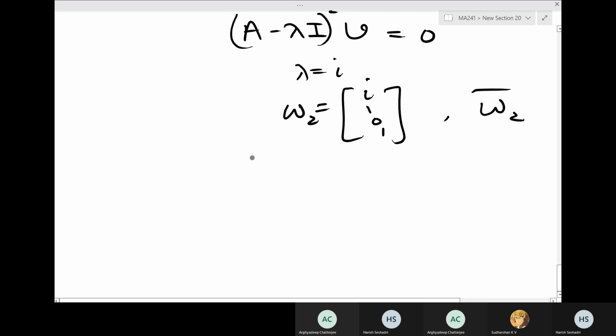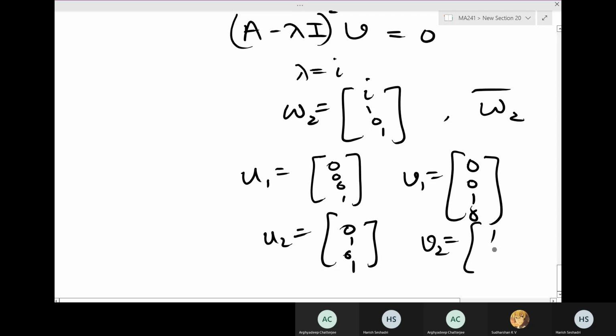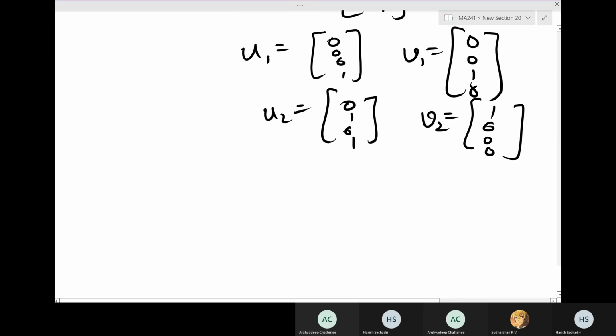Right, where were we? Yeah, so U1 is coming from the actual eigenvector 0, 0, 0, 1. V1 is 0, 0, 1, 0. V2 is 0, 1, 0, 1. U2 is 1, 0. So these four will now form a basis of R4. And then you get your matrix P.